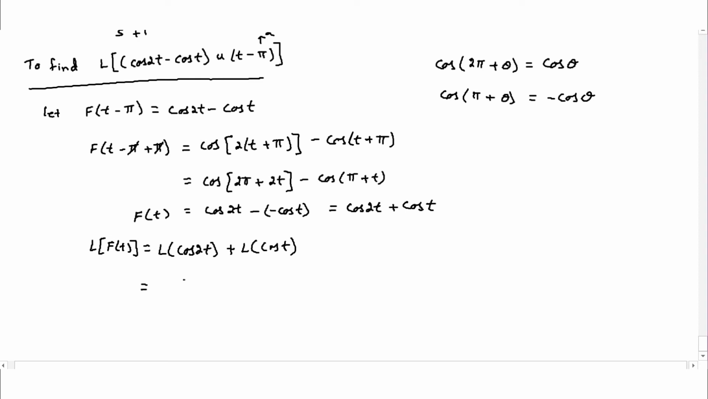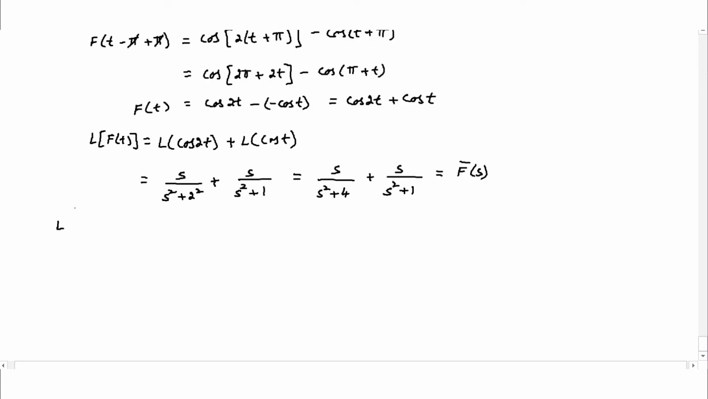So using the basic formula of cos at, it is s by s square plus a square. The a value is 2, so 2 square, plus here it is s by s square plus a square. In this case the coefficient of t is 1, so 1 square will be 1. Or if I rewrite this, it is s by s square plus 4 plus s by s square plus 1. So this will be nothing but capital F bar of s.